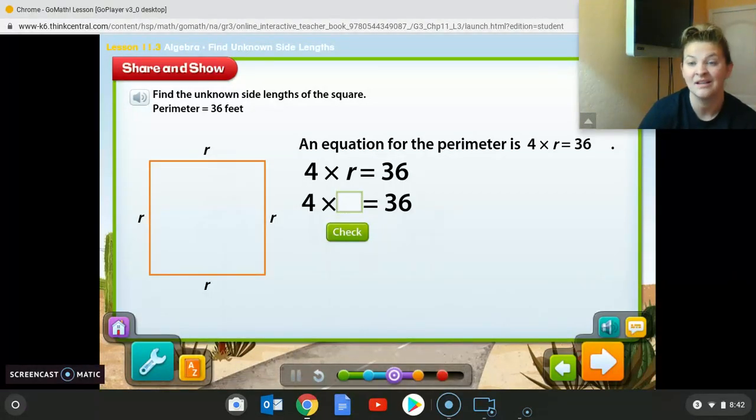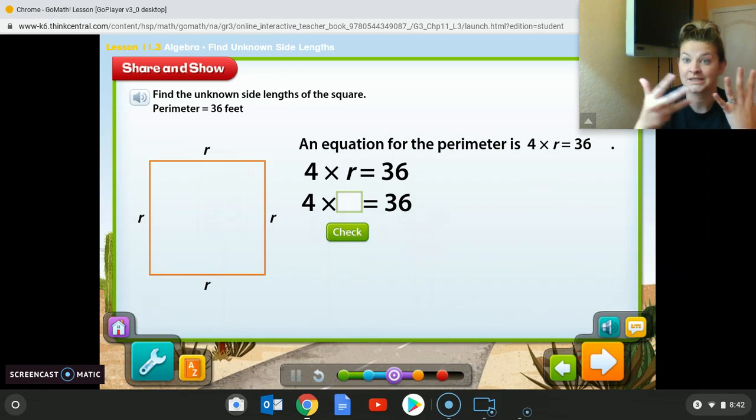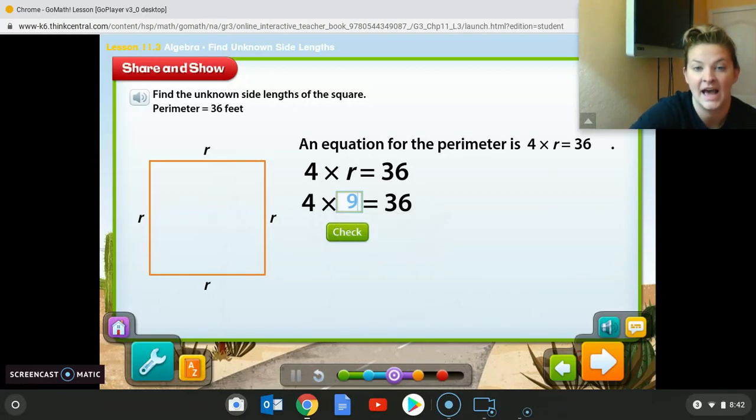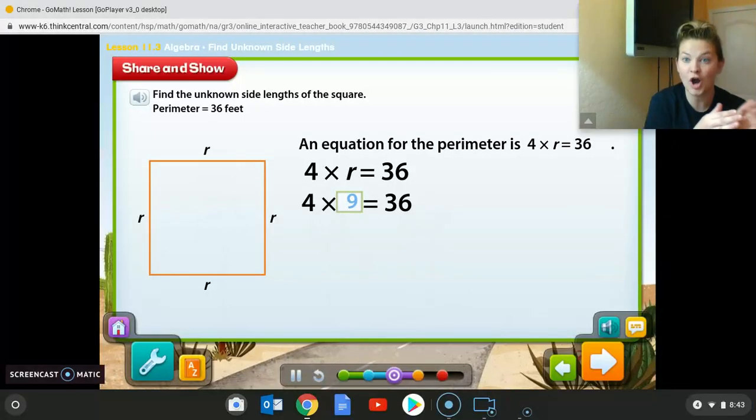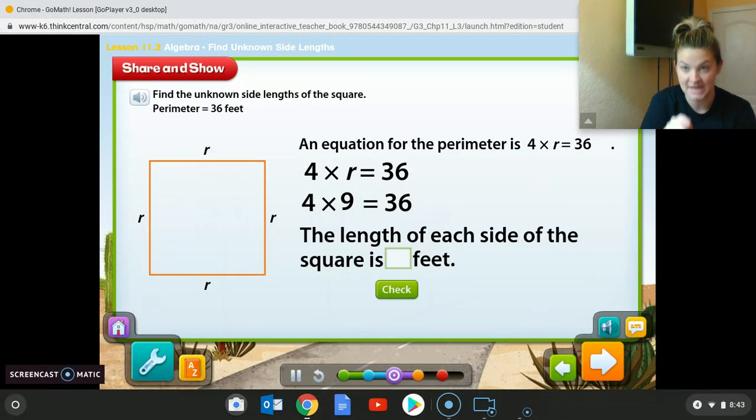We could start skip counting. 4, 8, 12. Let's count. 16, 20, 24, 28, 32, 36. What do I got? 9. There are 9 4s in 36. Right? So what does this mean? This means that if I put 9 and substitute it for R, and I did 9 plus 9 plus 9 plus 9, would I still get that perimeter that I need?